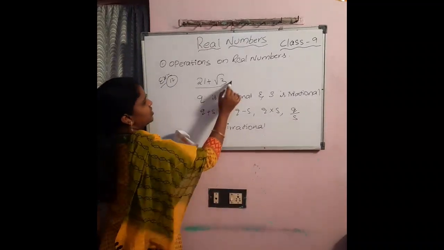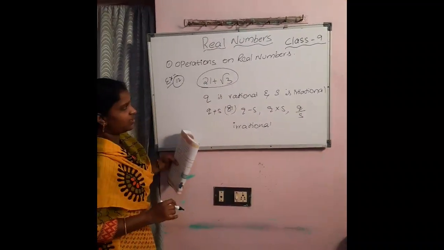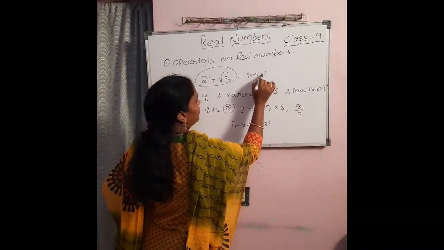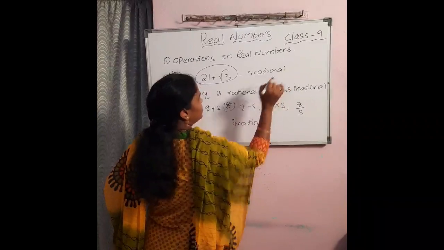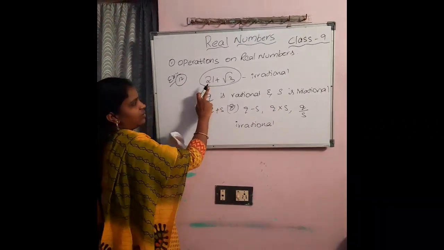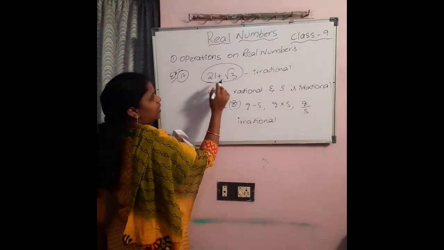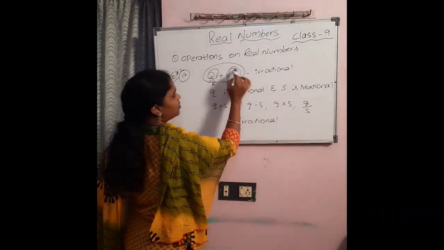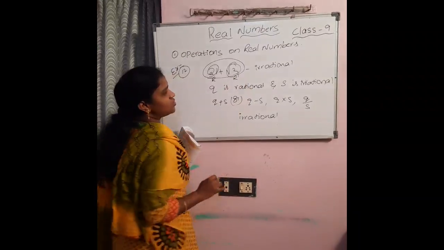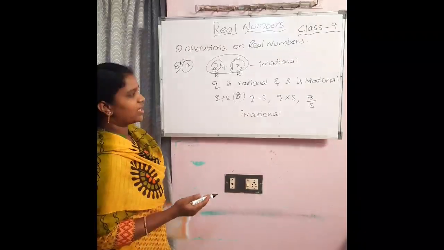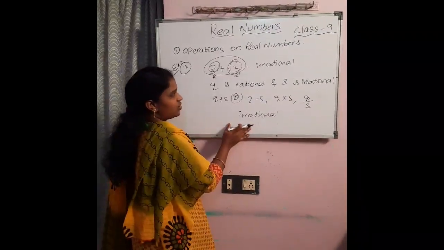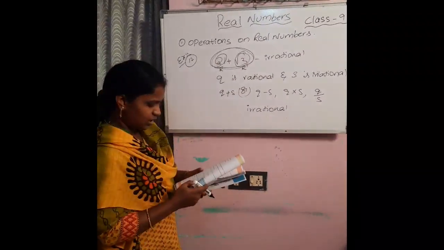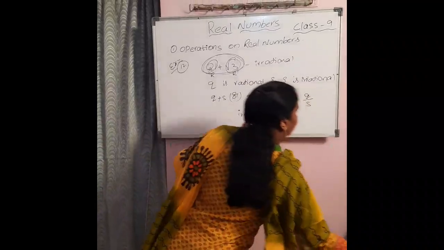So the result given here, 21 plus root 3, is an irrational number. Whatever number is given, if one is a rational number and the other is an irrational number, 21 is a rational number and root 3 is an irrational number. So with the combination of plus, minus, into or division, we can observe that the result will be an irrational number. Let us take one more example, example 13.